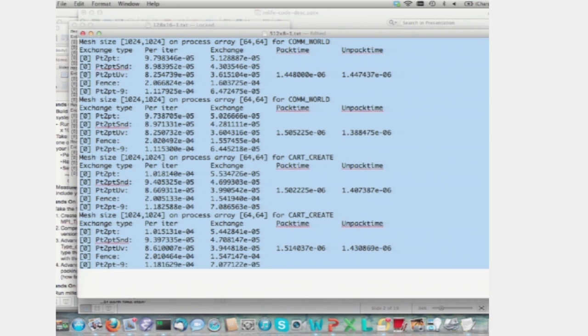And one of the things we can see, let's see here. And then I have cart create and comm world. So we've talked about doing this in comm world, but I can ask for a communicator that is supposed to be a better fit for nearest neighbor communication on a mesh, which I don't think we got.